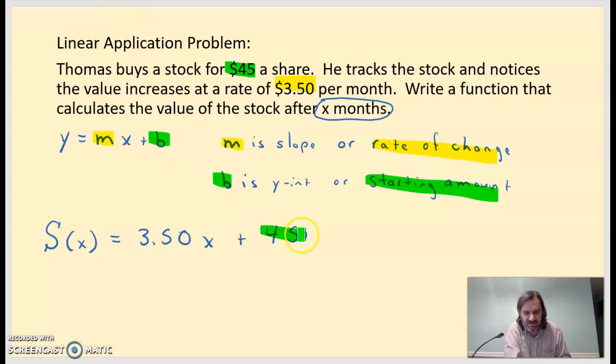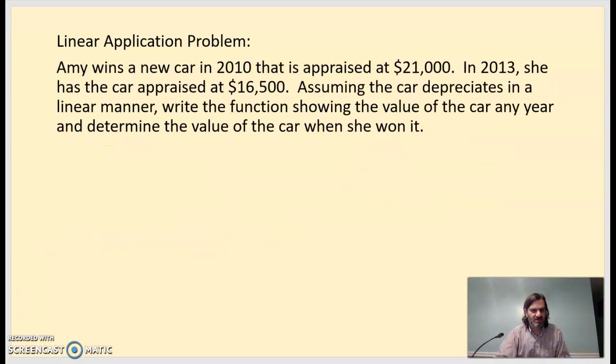So let's make sure it's easy to see down here. One month after Thomas buys the stock, you would multiply 1 times 3.50 and add that to 45, which you would probably do in your head or on your calculator no matter what. For 10 months, you would multiply 10 by 3.50 and add it to 45. But it's nice to have that function where you can actually calculate things. So think about what we're doing here: we're writing mx plus b, where we need a rate of change for the m part and a starting amount for the b.